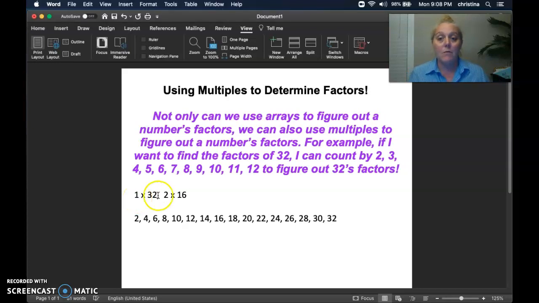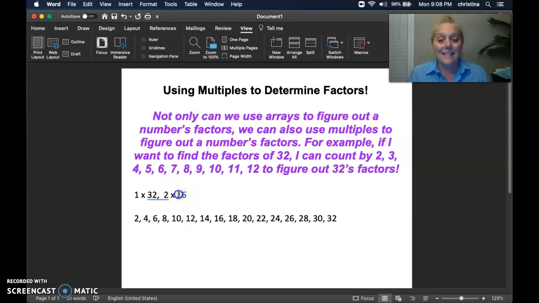So far we have 1 and 32, because every single whole number has factors of 1 and itself, because 1 is a factor of every whole number. We also know that 32 is going to have a factor of 2, because 32 is even, and we know all even numbers have factors of 2.